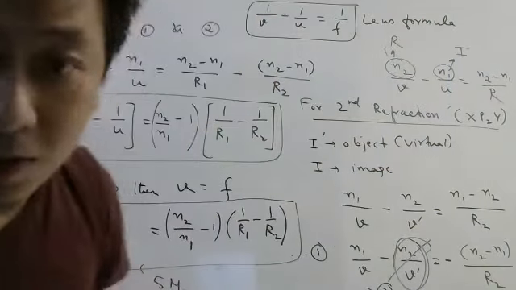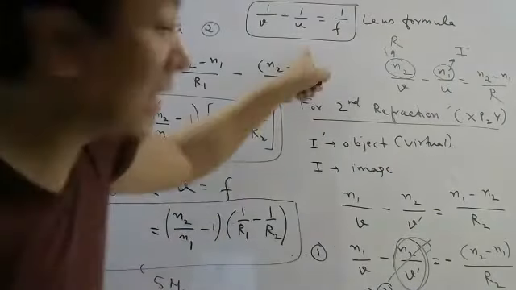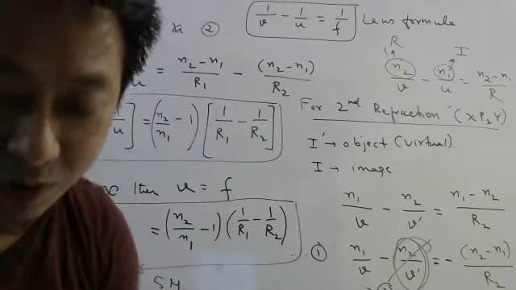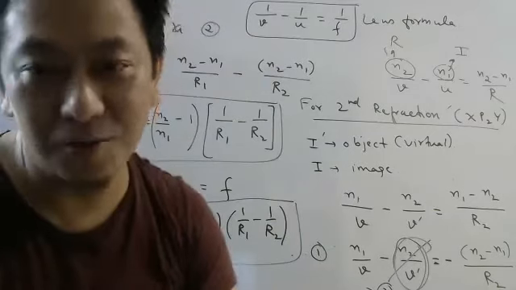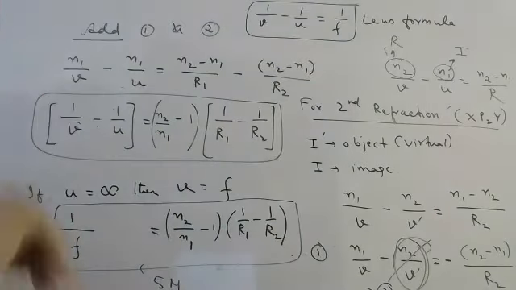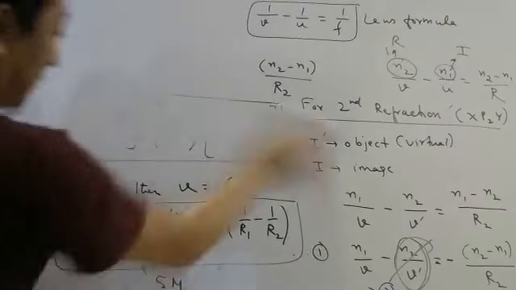The good news is you do not have a derivation for this lens maker formula. Okay, there is no derivation for this. I mean, there is a derivation, but for our board exam, we don't have to do it. Okay. So the lens maker formula is done.